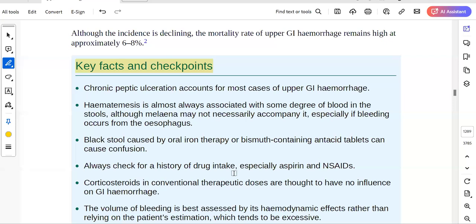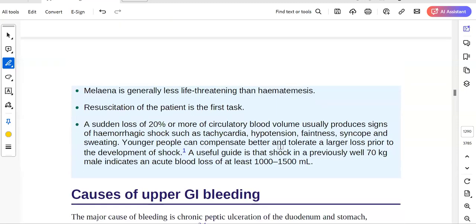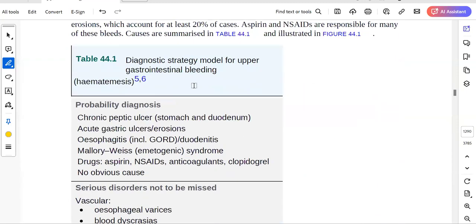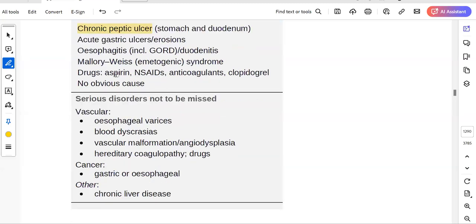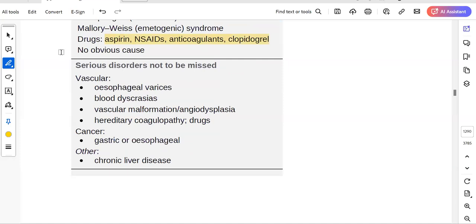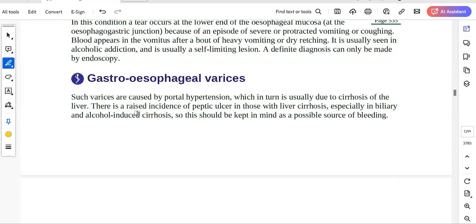Remember, the most common cause of upper GIT bleeding or hematemesis is chronic peptic ulcer, like a bleeding peptic ulcer. And in here, you can see what are the causes of upper GIT bleeding. So mainly peptic ulcer, gastric ulcer, esophagitis, then Mallory-Weiss. Then you have got some of these anti-inflammatories. Esophageal varices, like a variceal bleeding, is also common, especially in cirrhosis patients. We discussed Mallory-Weiss. Esophageal varices.